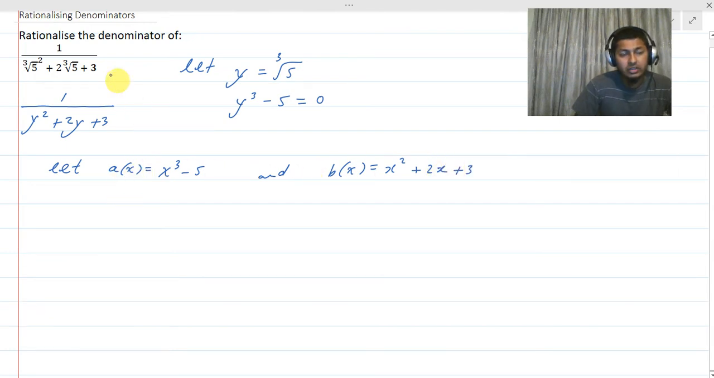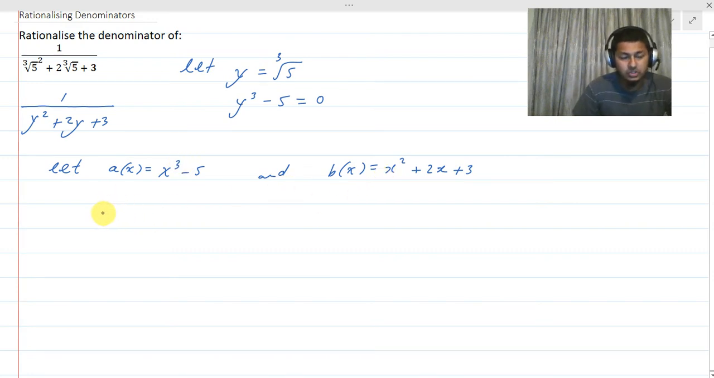So in order to rationalize this cubic surd, what we need to do is use the Euclidean algorithm to find the HCF or the GCD. So how do we find the HCF or the GCD of these two polynomial functions?